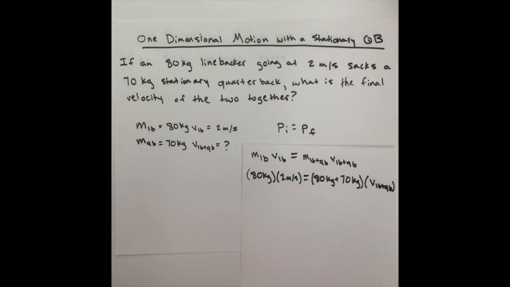Now that we know our formula, we can begin to plug in our variables. On the Pi side, we can plug in the mass of the linebacker, which is 80 kilograms, and we can also plug in his velocity, which is 2 meters per second. Now on the other Pf side, we have to plug in the mass of the linebacker plus the quarterback. This would be 80 kilograms from the linebacker plus 70 kilograms from the quarterback, and all that is multiplied times the velocity of the linebacker plus the quarterback, which we did not know and we are trying to solve.